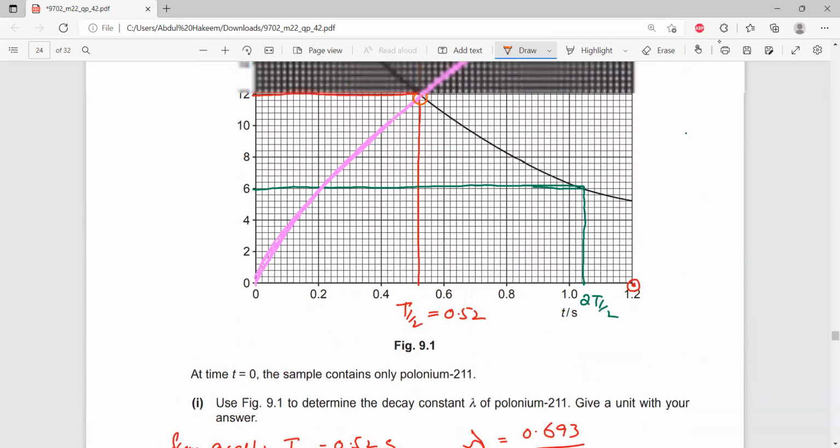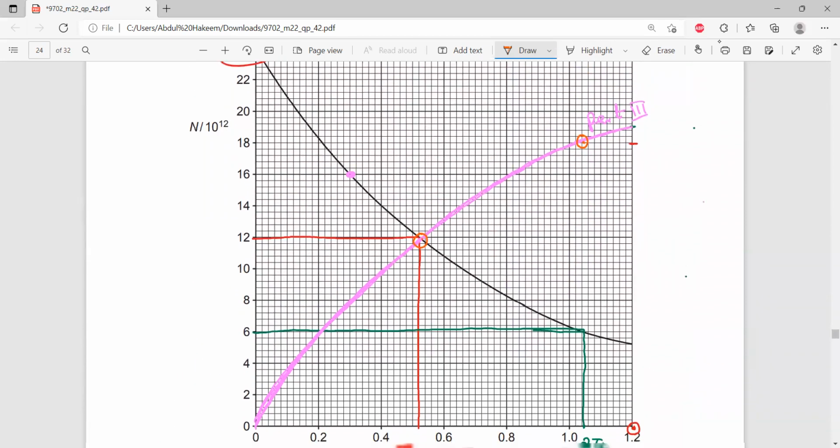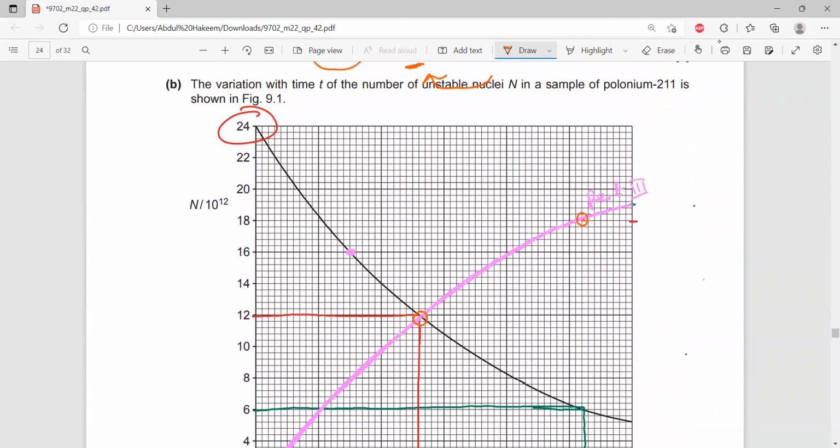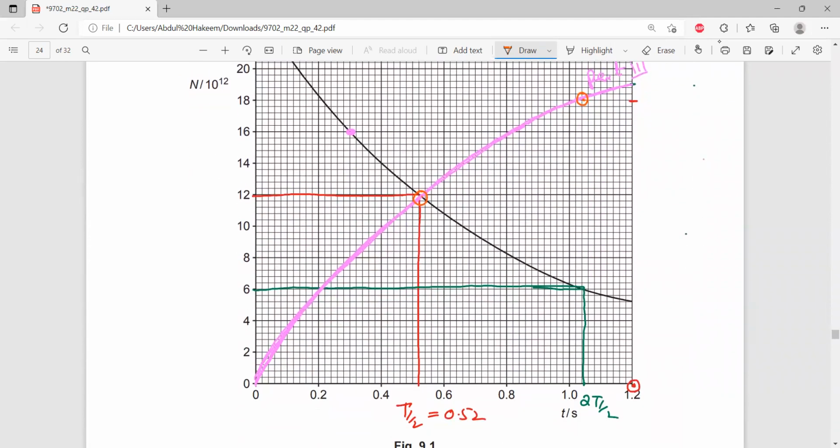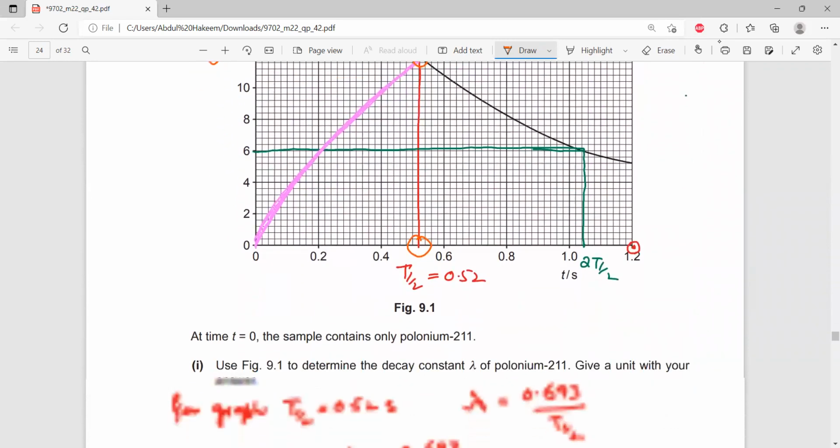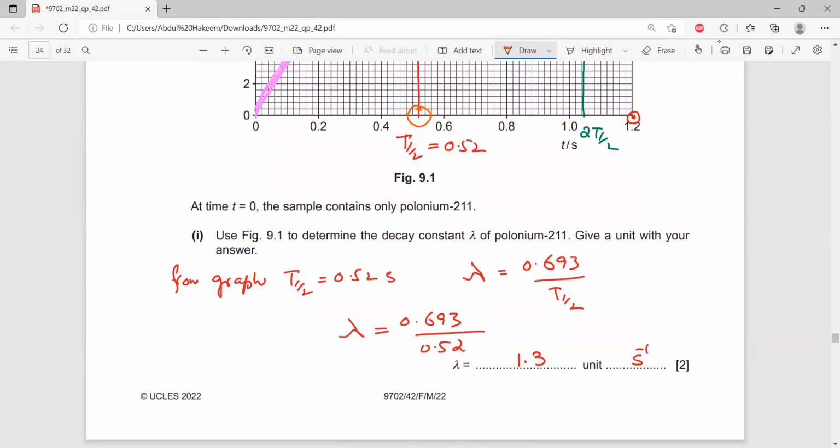So from the graph, we can determine the half-life. So initially number is 24, and after half-life it becomes 12, and the time for these 12 is given here. So this is the half-life, it is approximately 0.52. So the half-life is 0.52 seconds, and the decay constant lambda is ln 1/2 or 0.693 divided by half-life. So 0.693 divided by 0.52. The answer is coming 1.3. The time is in second, so the lambda will be in second power minus 1.